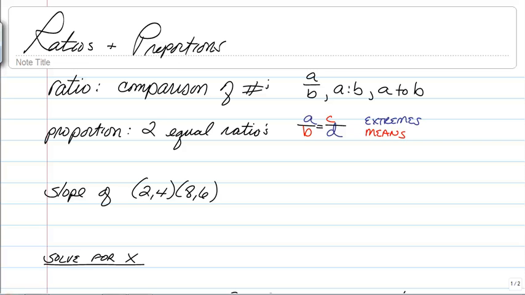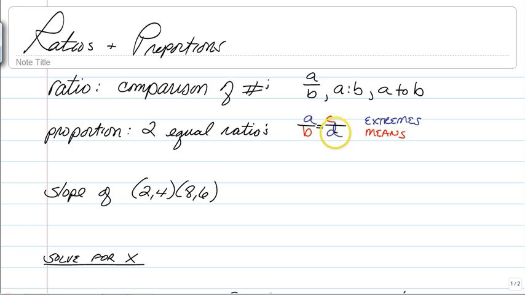Ratios and proportions. Let's do this. So we know that a ratio is a comparison of numbers, usually written as a fraction or a ratio, or we can even just say 2 to 1, which I'm sure you've heard of ratios or comparisons many times. You can think about it in terms of baking or cooking. So a proportion is just two equal ratios.